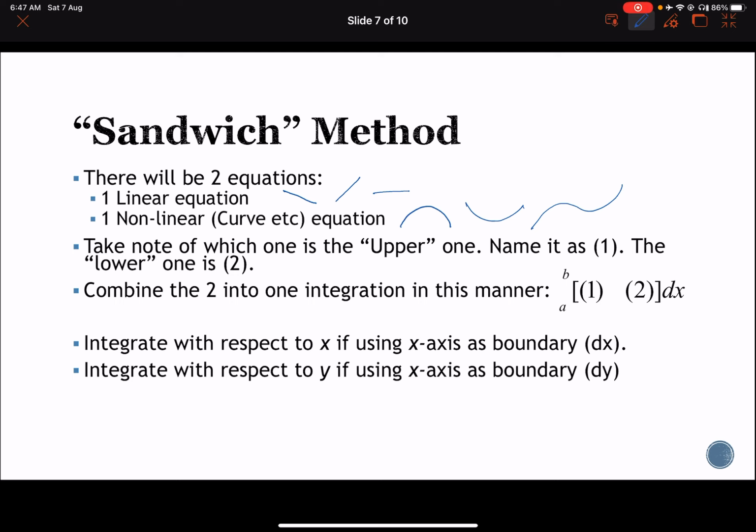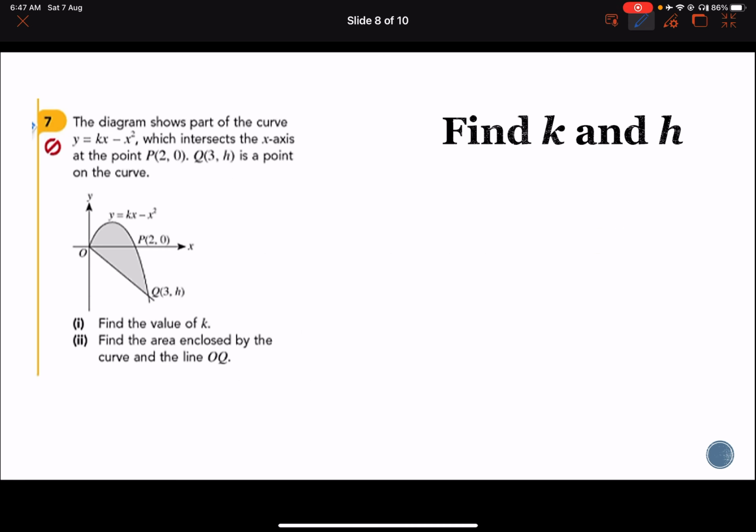Take note of which one is the upper one, naming it equation 1. The lower one is equation 2. Remember, a sandwich is made up of two pieces of bread. Imagine the top part is the top bread and the bottom one is the bottom bread, so the area is sandwiched in between, whatever you put in the middle for your sandwich. When you combine the two, you will have the integral from a to b of 1 minus 2.